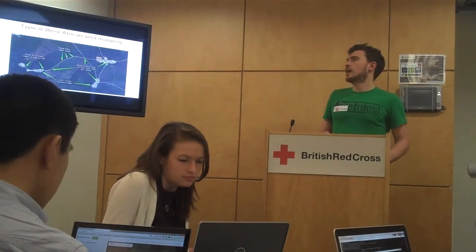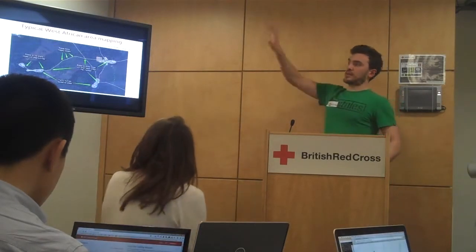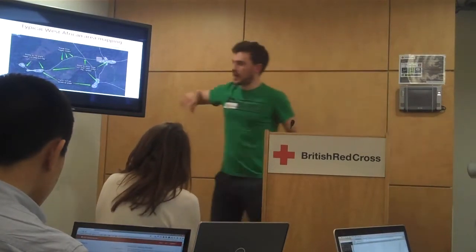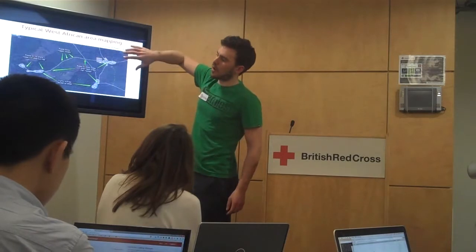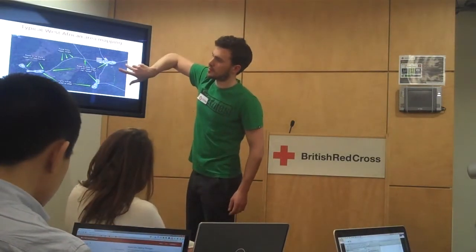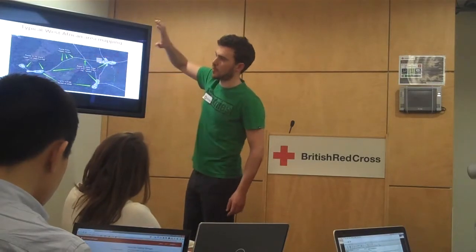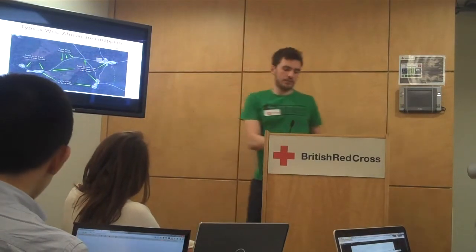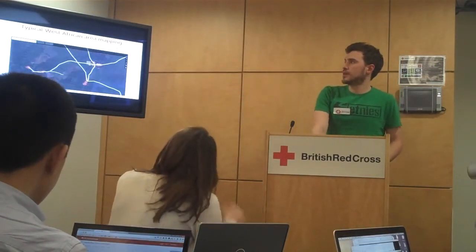So this is from a walkthrough that is on the internet at the moment on the OSM walkthrough pages. It's typical West African area mapping. So you've got a series of residential areas linked by various paths or tracks or things like that.